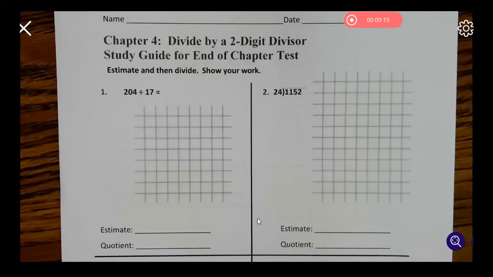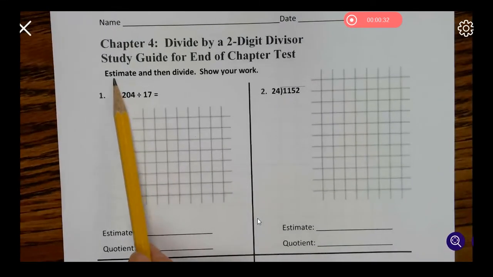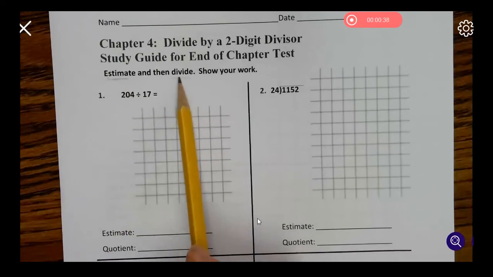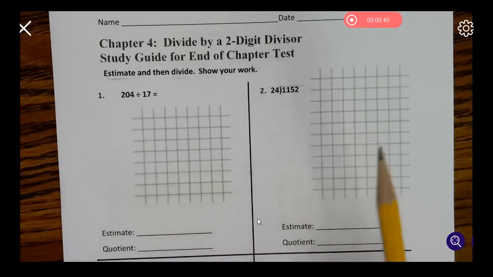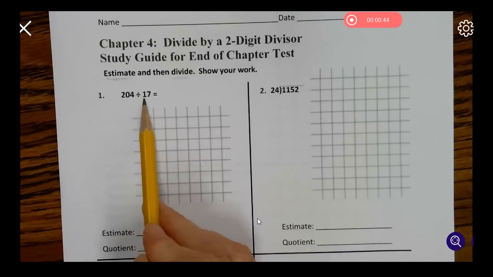We're going to be going over your Chapter 4, Divide by a Two-Digit Divisor study guide for the end of chapter test. All right, so for our first assignment, our first four questions actually, it says that we should estimate and then divide. Okay, here we go. For question number 1, we have 204 divided by 17.